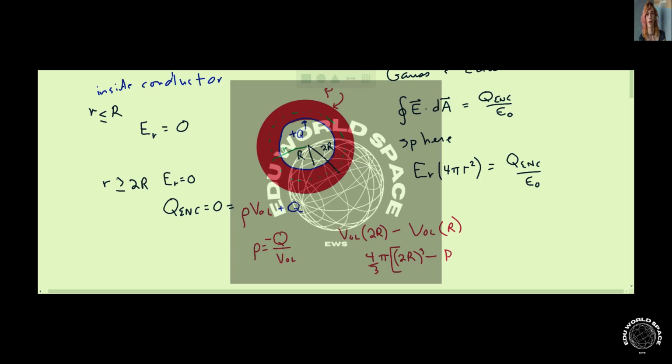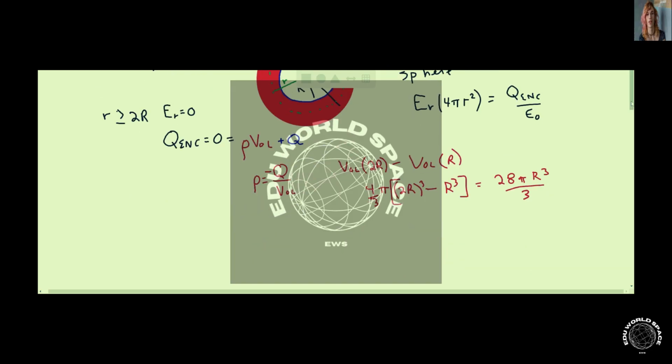So we have a pretty simple relationship. Let's see, this is going to be equal to 28 pi R cubed over 3. And so we know what charge, total charge, is enclosed on the outer sphere. And we know its density.